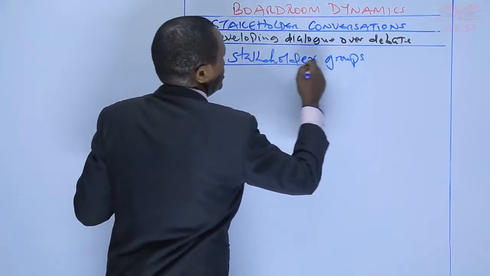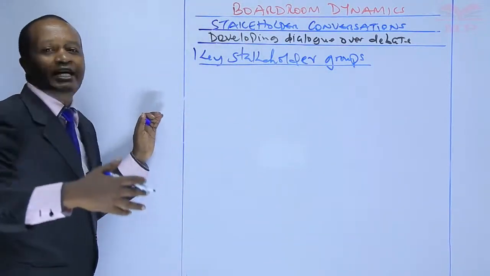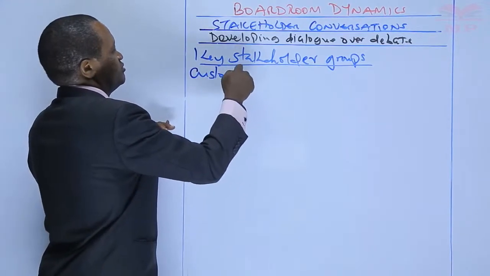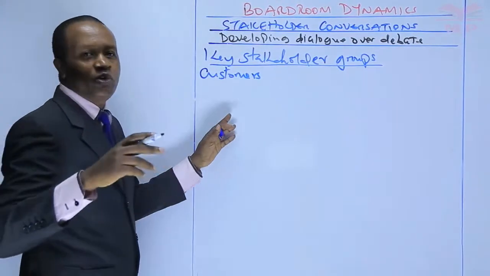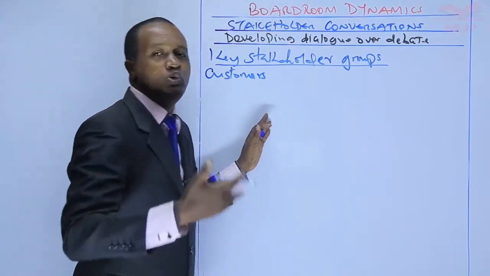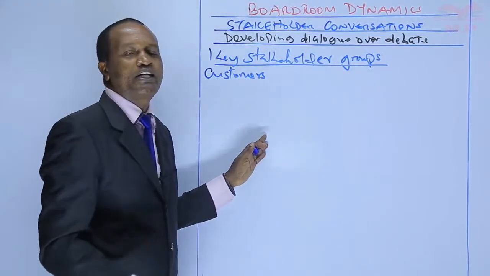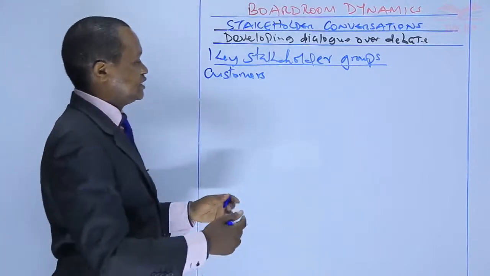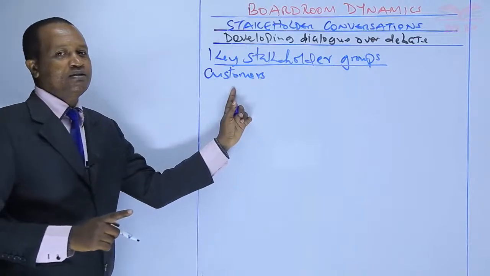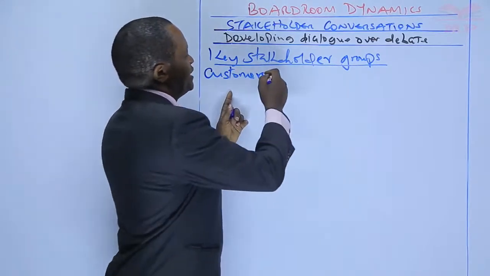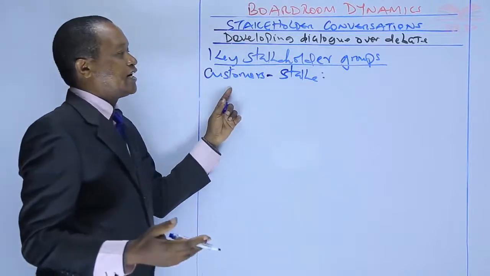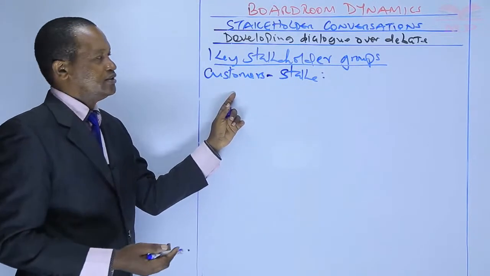the customers. I've said a stakeholder is a group without whose support the organization would cease to exist. Number one, customers. So what is their stake? What interest do customers have in a company?